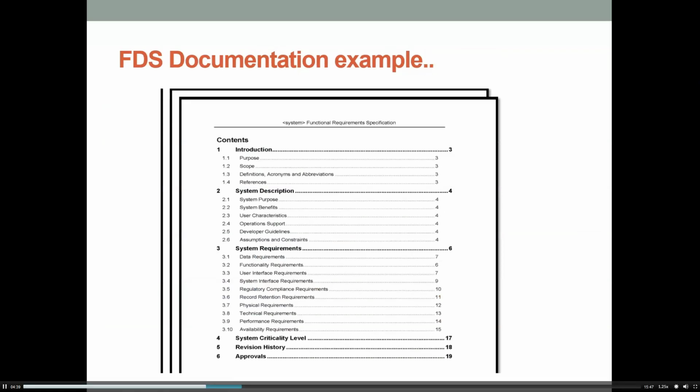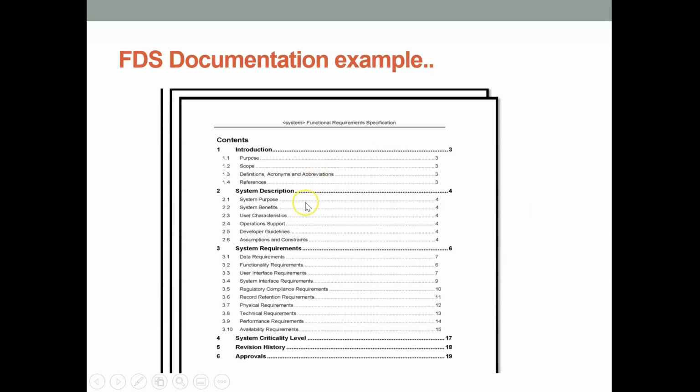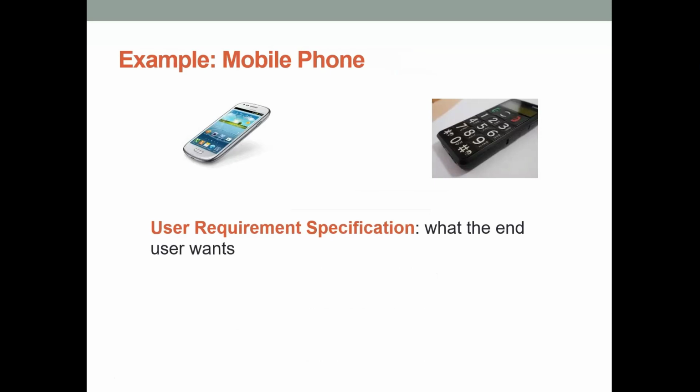The FDS document then might have your purpose, your scope, your definitions and acronyms. You might have references in here. You have the description of your system, the user characteristics, operation support, developer guidelines, assumptions and constraints, and then you have data and functionality requirements. What's your user interface requirement going to be? Is your system going to be interacting with other systems? Are there compliance issues to be considered? What records will you need? What technical requirements are there and how do you need it to perform? The system criticality level is outlined, and your revision history and approvals again. So if you take a mobile phone, the user requirement specification would be really important.